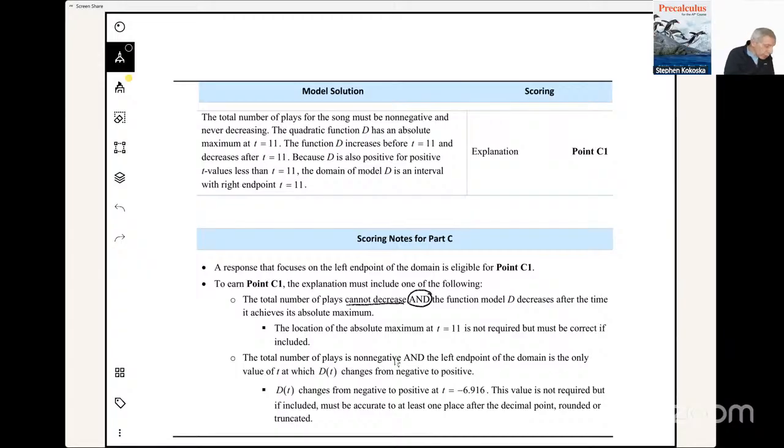So, all right, to earn this point C, the student must say something like, the number of plays cannot decrease, and the function model d decreases after that time at which it reaches its maximum value. So I get this visually. I think students have their calculator with them here. I think that provides a good visualization of how to answer this one. They do have to convey this in words. Readers, scorers, graders, we're looking for some sort of an explanation here.